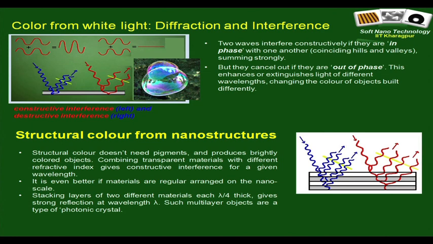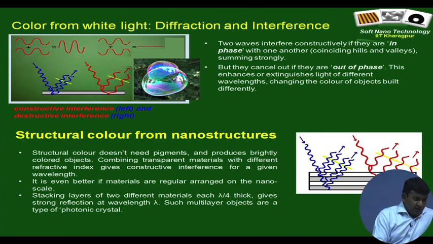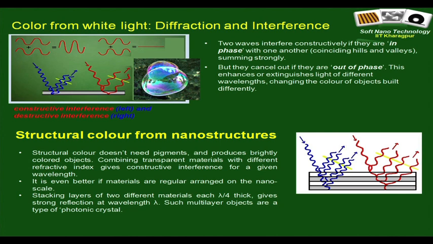I just briefly touched upon structural color in the dying moments of the previous lecture. So, you can have a quick glimpse of what it is. They can either couple up in phase, so they can interfere constructively. This is constructive interference in phase, as you can see here. This in fact enhances the brightness, but they cancel out if they interfere out of phase. So, this enhances or extinguishes light of different wavelengths, changing the color of the object.